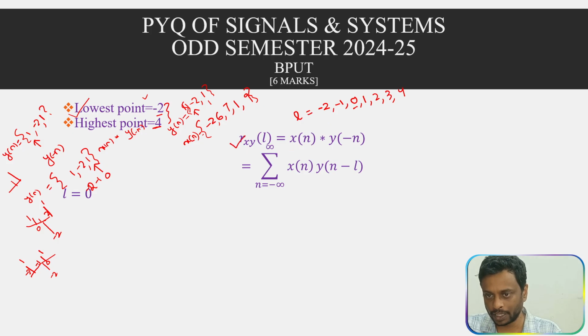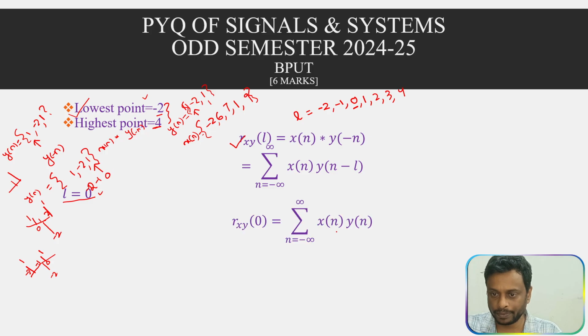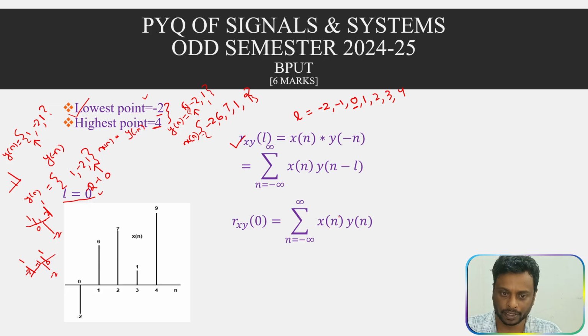First we put l equal to 0. Then we can shift left or right depending upon whether the number is positive or negative. So l equal to 0 means x of n multiplied by y of n. This is x of n, and y of n at l equal to 0. I have not drawn the y of n over here.